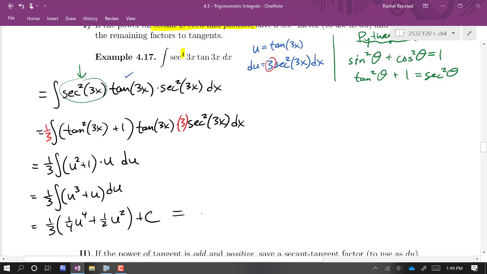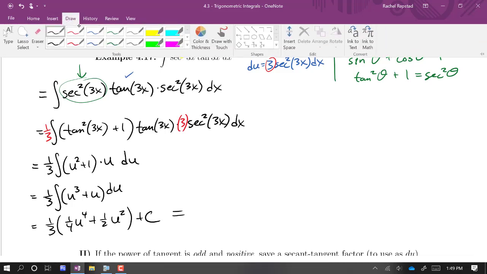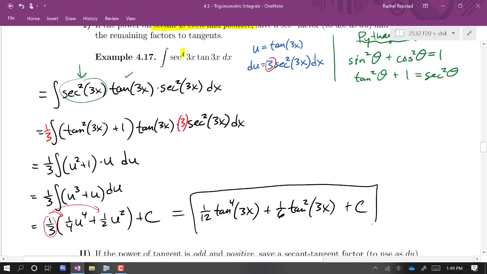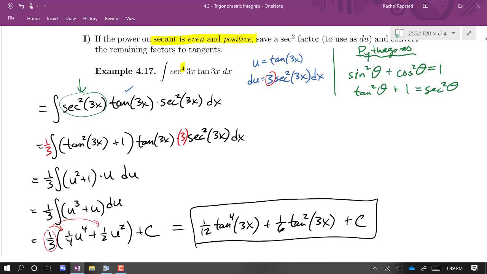And now it's all over but the shouting. We're going to put our tan 3x back in for u, and at the same time distribute this factor of 1/3. So we get 1/12 tan to the 4th of 3x plus 1/6 tan squared of 3x plus a constant. So if the power on secant is even and positive, we have this technique available to us.